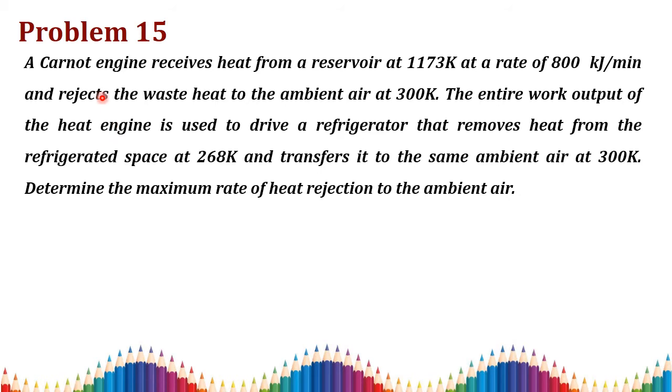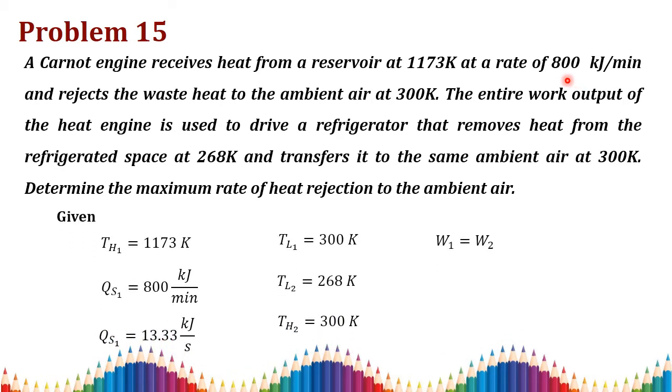Problem number 15. A Carnot engine receives heat from a reservoir at 1173 Kelvin. So here we have a Carnot engine which receives heat from the reservoir at 1173 Kelvin. That is the hot reservoir temperature. If the Carnot engine is 1, then TH1 is 1173 Kelvin, at the rate of 800 kilojoule per minute. That is the heat supplied to the engine, QS equal to 800 kilojoule per minute. Then we convert into kilojoule per second, that is QS1 equal to 13.33 kilojoule per second.